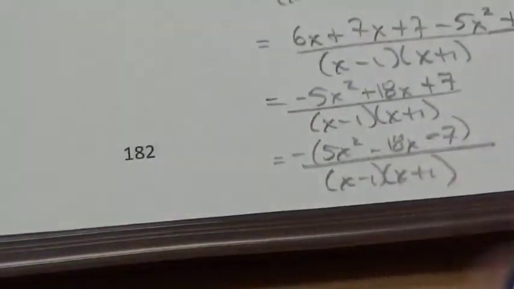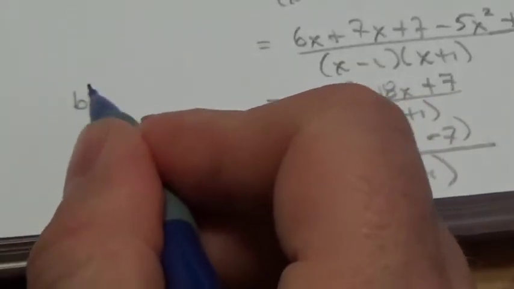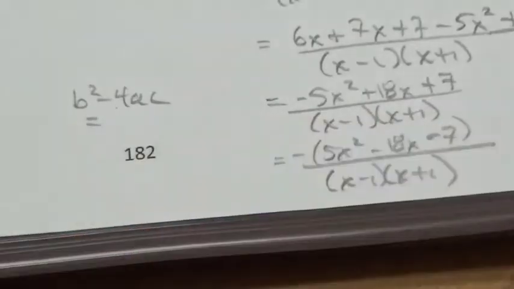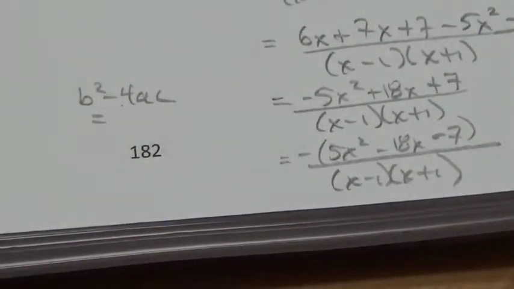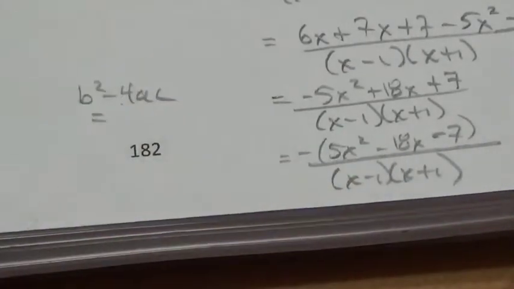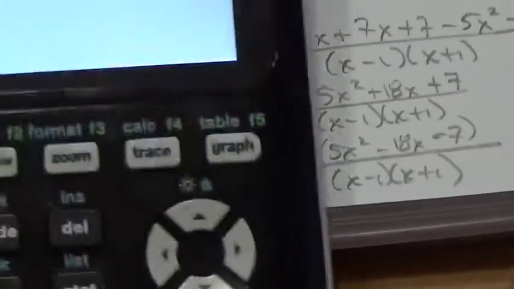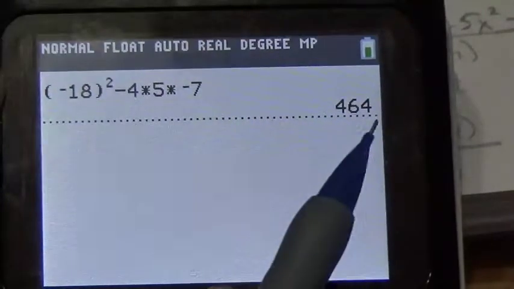I'm going to check the discriminant on this. That should take you back a ways, but I'm looking for my b squared minus 4ac. So it's going to be my negative 18 squared minus 4 times my a value, which is 5, and I'm going to use the form where I factored out the negative, times negative 7. Okay, so I've gone to my calculator and plugged that in. Now I'm going to press enter, and I get 464.